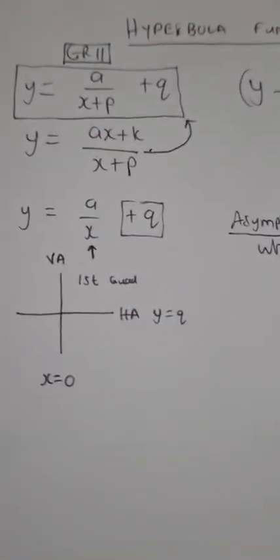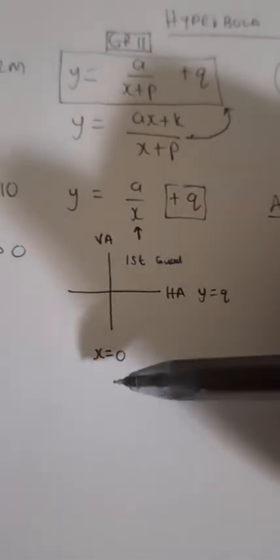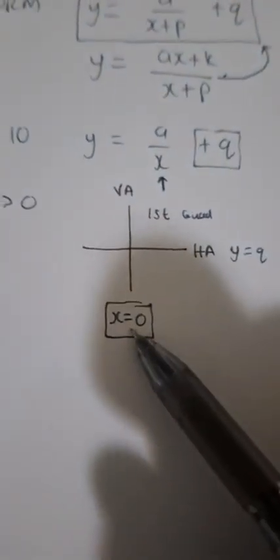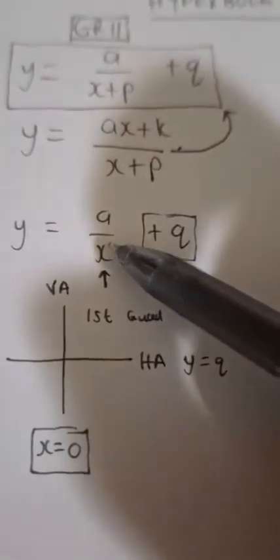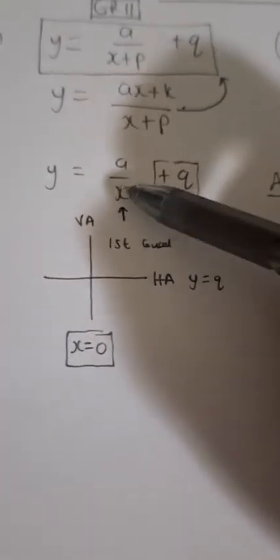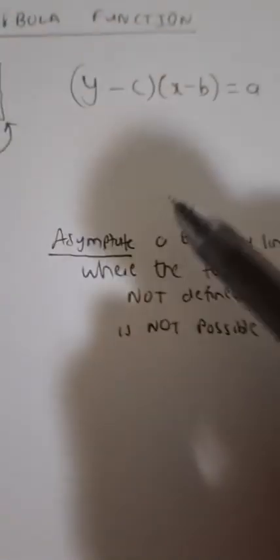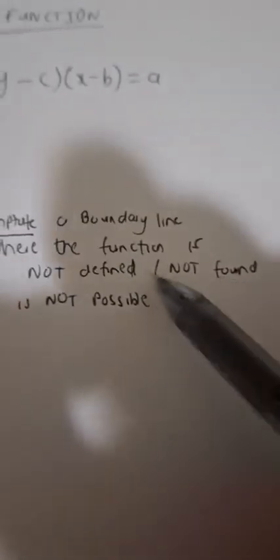Okay, so your hyperbola has two asymptotes: a horizontal asymptote and a vertical asymptote. So in grade 10 specifically, you had your vertical asymptote given by the equation x is equal to 0. Why? Because if you look at the denominator of the function here, a over x, the denominator x can never be what? It can never be 0. So that's where the function is not defined, where x is equal to 0. So we said, what is an asymptote? An asymptote is a boundary line where the function is not defined, not found.